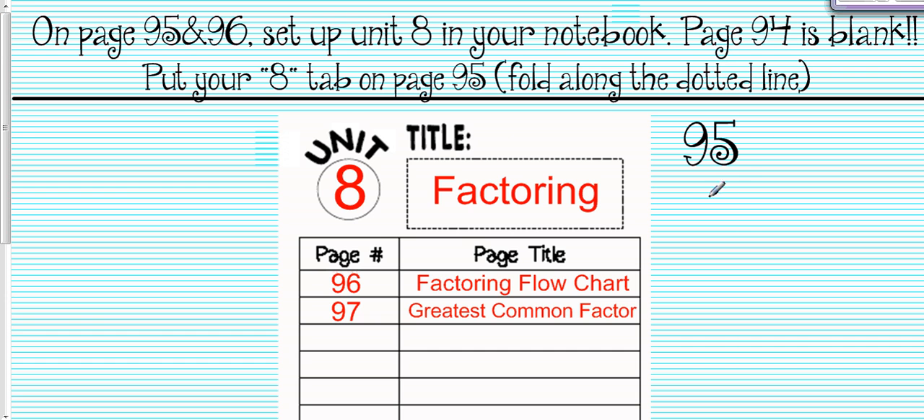Right here, Factoring. And then page 96, instead of gluing a words worth knowing, we're going to glue in that blue factoring flowchart. Okay, so that blue piece of paper you picked up, it's going to go on page 96. And then page 97 will be our notes for today, greatest common factor. Make sure this is not the last time that you see this page in your notebook. And if you need an 8 tab, please raise your hand and get one of them from the teacher. Thank you. Okay, again, you're going to have this on page 95.